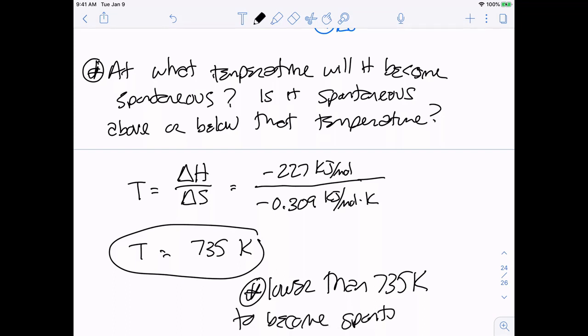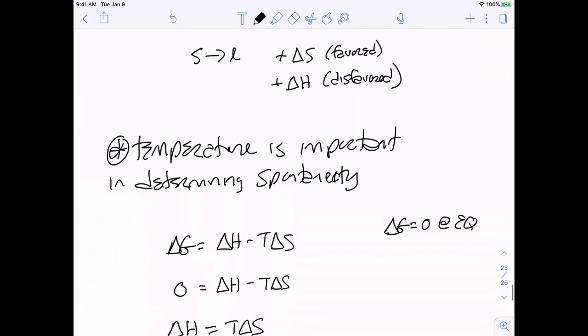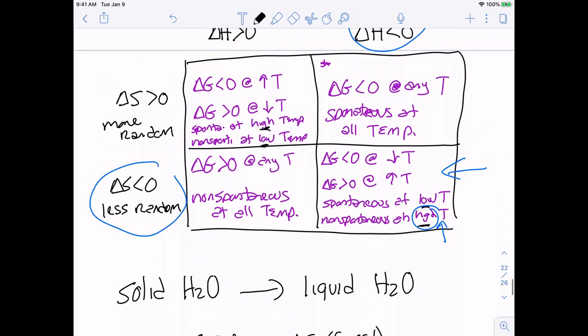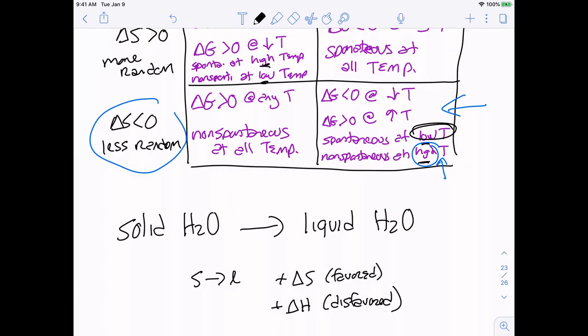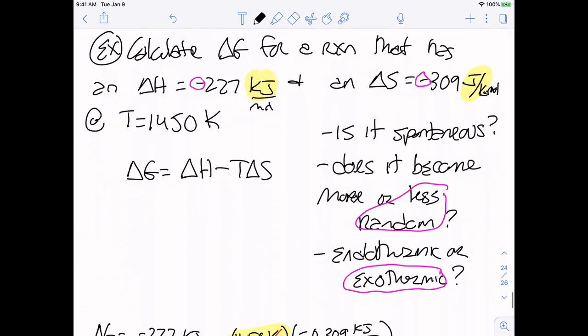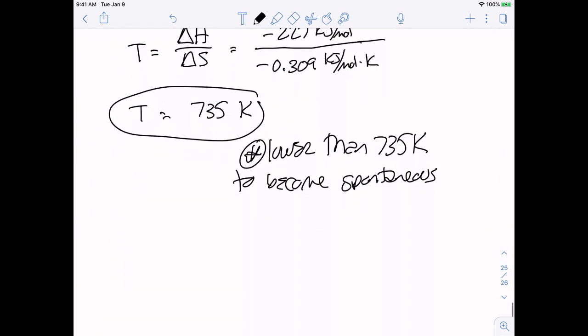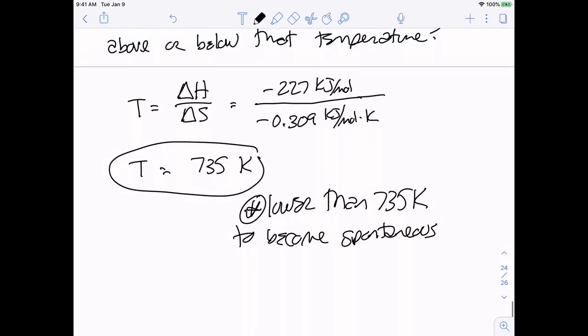The other way I could answer that is I could go back up to that little table we made. Way back up here now. To become spontaneous, it needs to be at a low temperature. Of course, 735 Kelvin isn't really that low of a temperature. That's still pretty high. But given our values for our entropy and enthalpy change, that's where we're at as far as switching between the two.